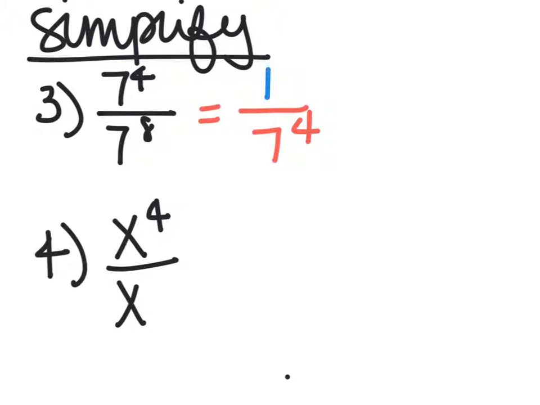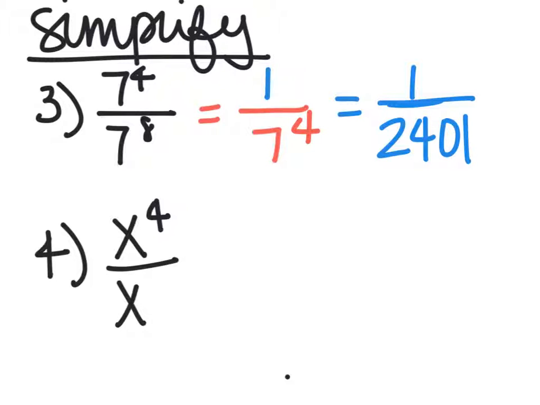So this would be 1 over 7 to the 4th, which, since that's a number, this is our exponential form. Since that's actually a number, I'm going to put it in the calculator, and 7 to the 4th is going to give us 2,401. So it's really 1 over 2,401.